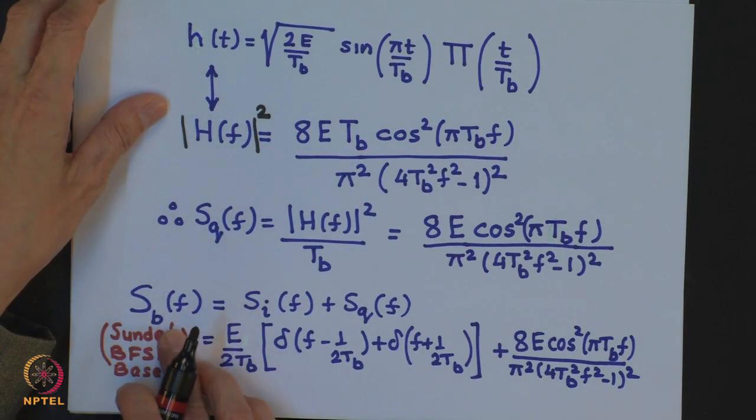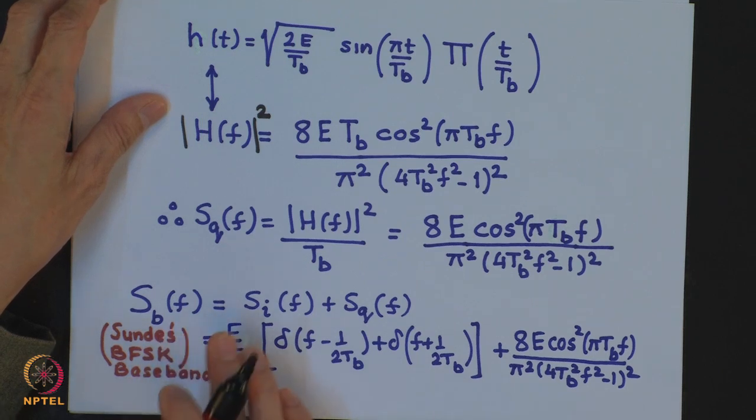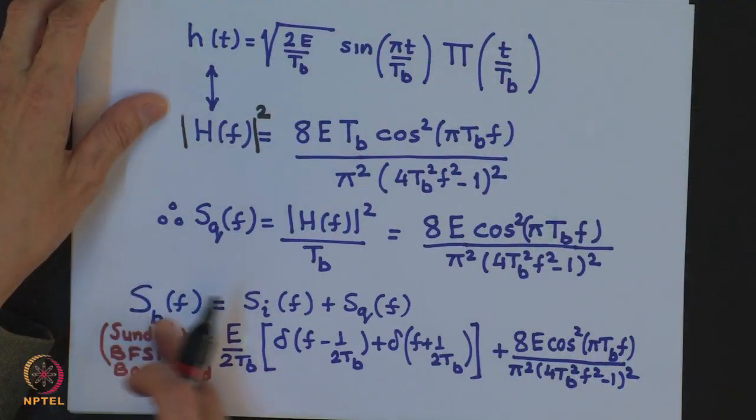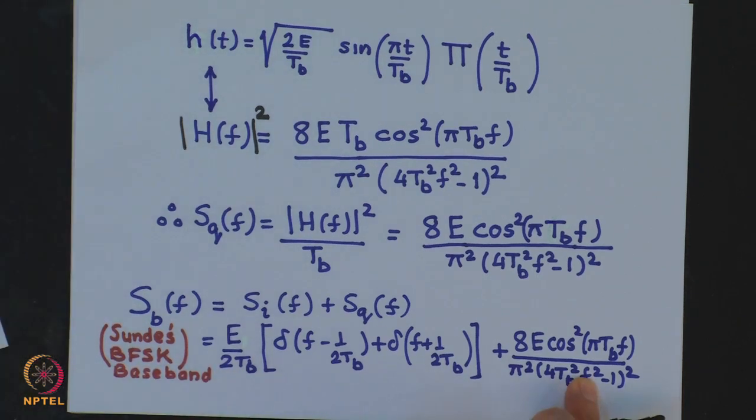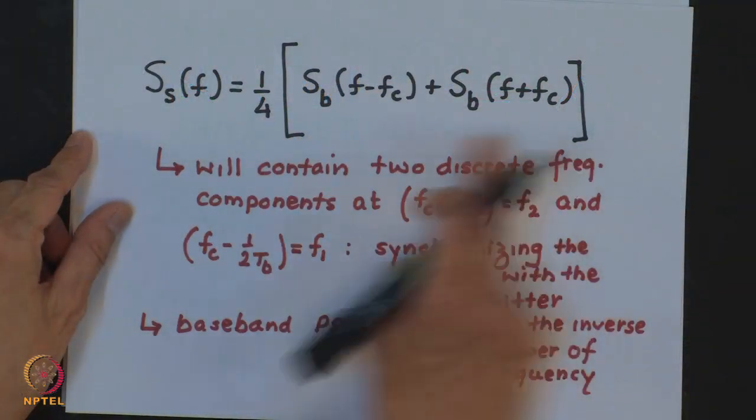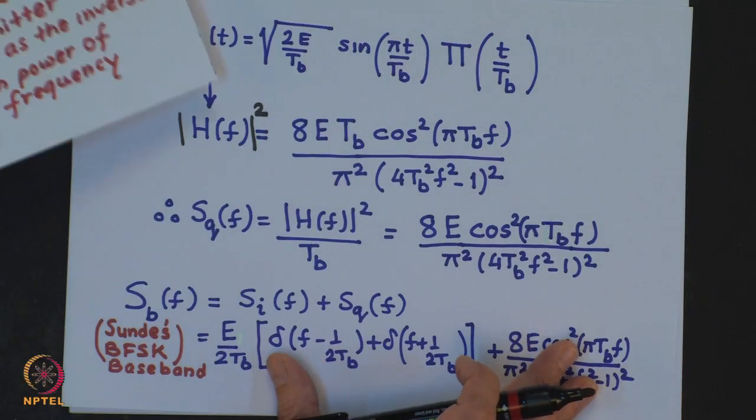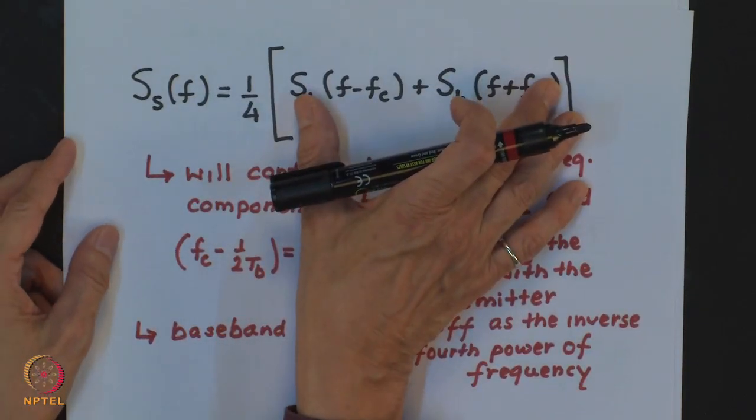Now, the baseband power spectral density, which consists of the in-phase component and the quadrature component, can be obtained by addition of the two because both are independent. If I do that, I get the baseband representation for the Sunde's BFSK case. And from here we can get the power spectral density for the modulated waveform, that is binary FSK, by using this relationship. So, this expression out here is plugged into this expression.